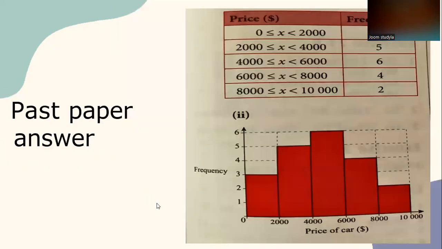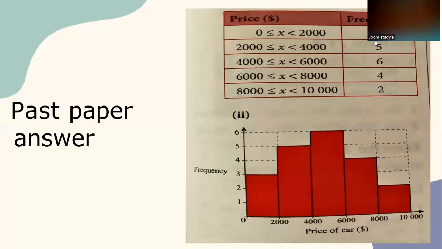After that, you have to plot the graph of price over frequency. This is a past paper question, IGCSE Mathematics in year 2015. This is how it comes out in the question. It's very easy. You have a price over here and you have a frequency. So this is how it looks like.